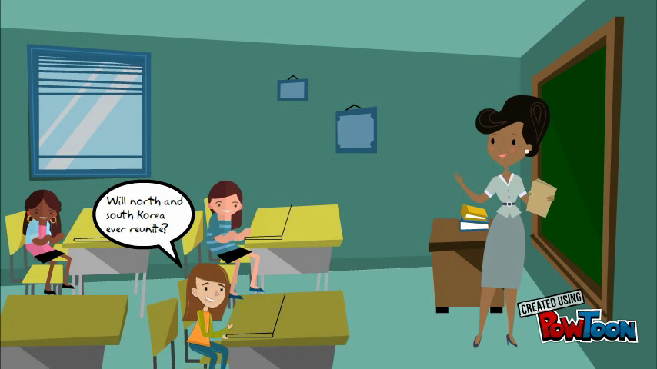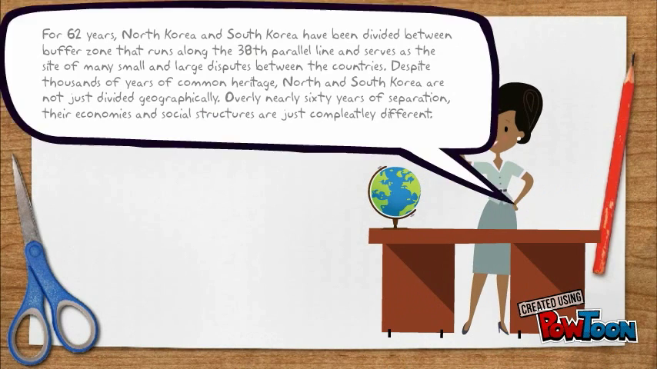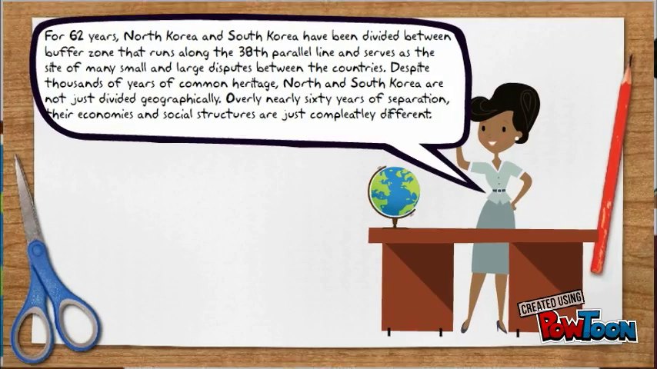Will North and South Korea ever reunite? What an excellent question. For 62 years, North and South Korea have been divided by a buffer zone that runs along the 38th parallel line and served as a site of many small and large disputes between the countries. Despite thousands of years of common heritage, North and South Korea are not just divided geographically. Over nearly 60 years of separation, their economies and social structures are just completely different.